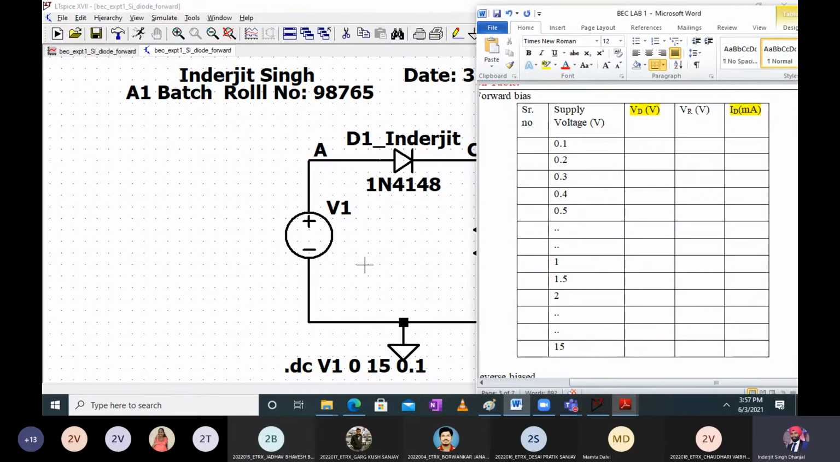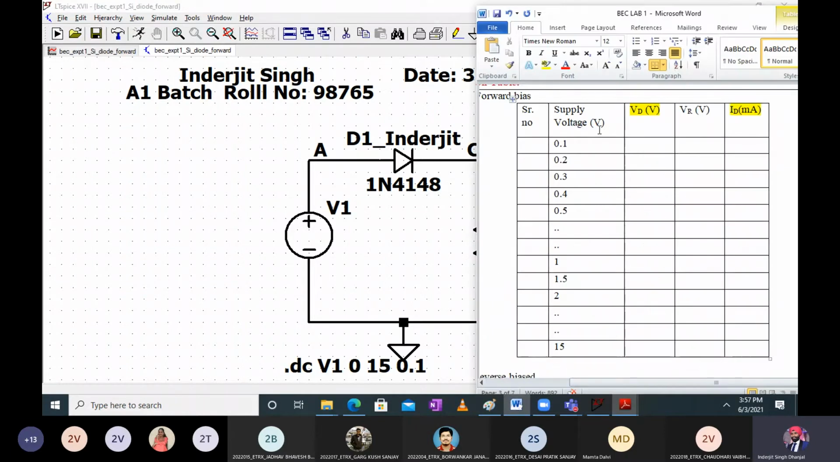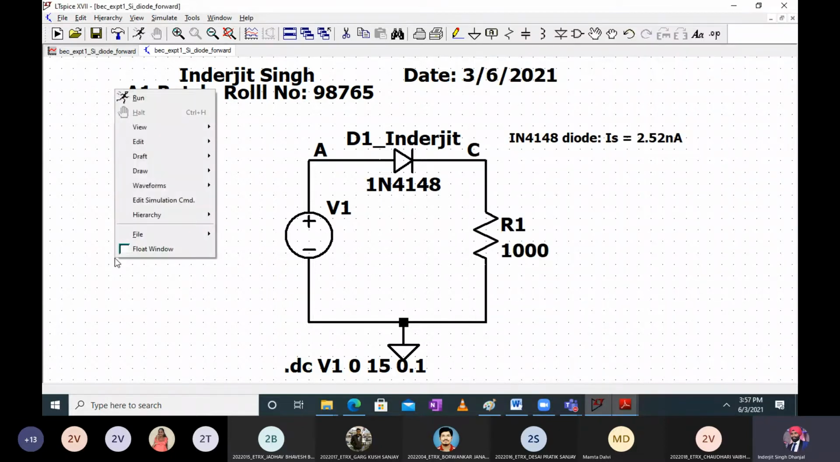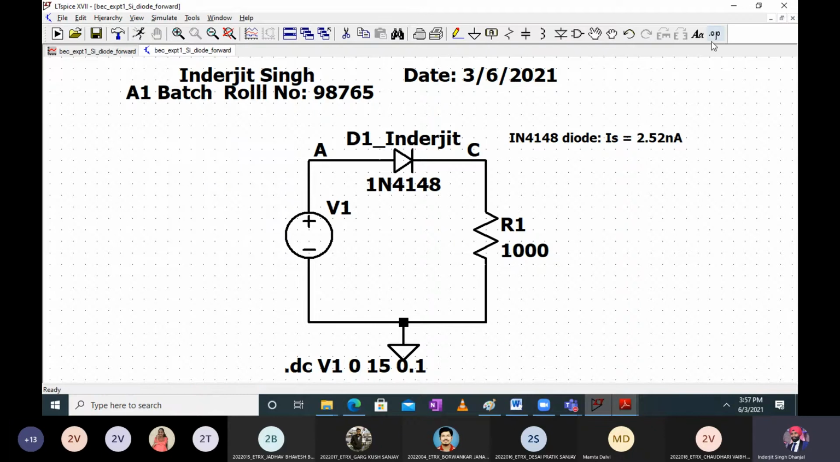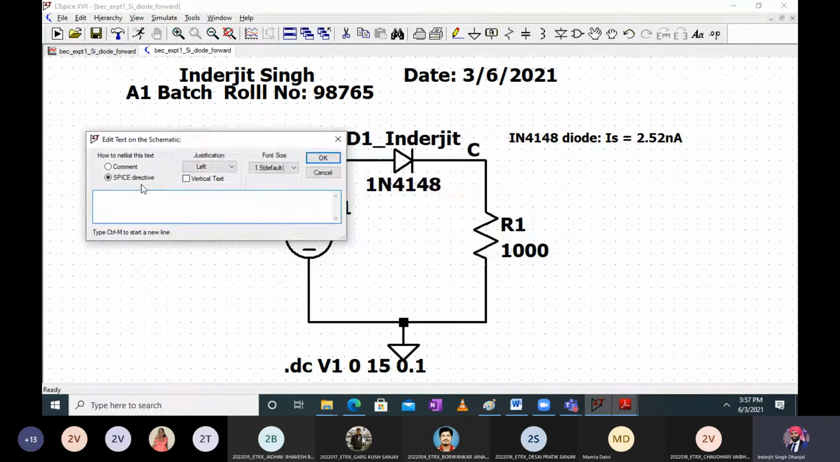Fine. So first of all, let us find what I want in the table: for the corresponding supply voltage value, what is the value of VR? So I will right click over here, go to draft and go to spice directive, .op, or there is a symbol over here, .op, I can click on that. Remember, whatever you write over here should be selected as spice directive. If you write it as comment, it will not take it.